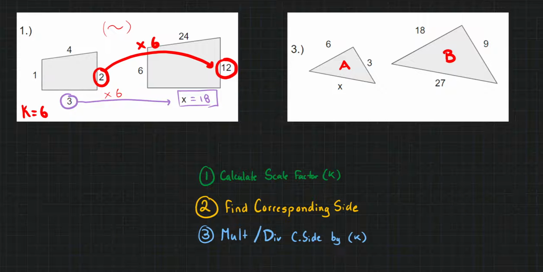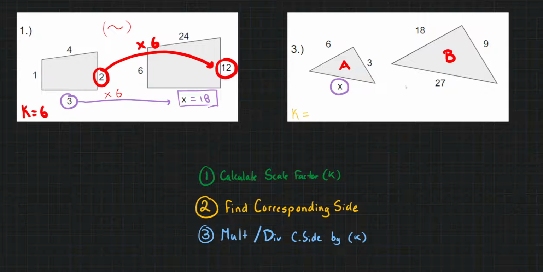Well, let's take a look at the next example. Take a look at this example here. Notice that in this example, the missing side is on the smaller of the two shapes. So if I want to find the missing side, I still need to find the scale factor. But instead of going from a small side to a big side, I'm going to be going from a big side to a small side. That means the scale factor is going to be dividing. Or rather, we'll be dividing by the scale factor.